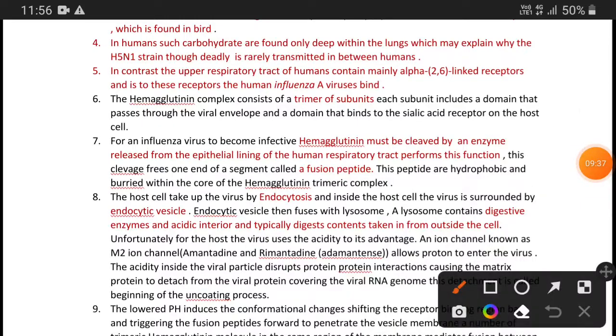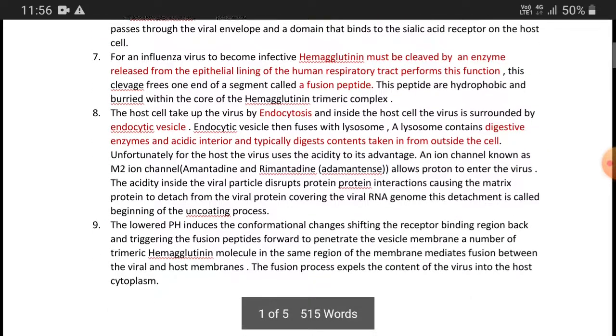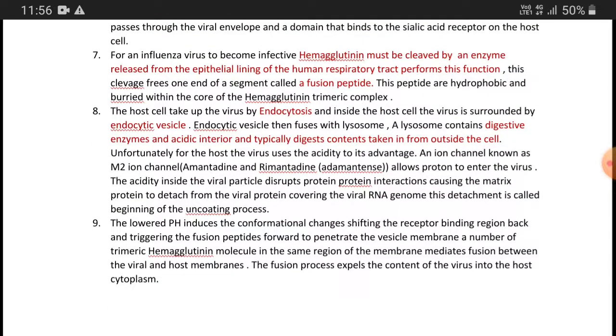That is what I have written here. For an influenza virus to become infective, hemagglutinin must be cleaved by an enzyme released from the epithelial lining of the human respiratory tract. This cleavage frees one end of the segment called the fusion peptide. These peptides are hydrophobic and buried within the core of the hemagglutinin trimeric complex. This fusion peptide is going to play a very interesting role later, so that is what we are going to talk about.